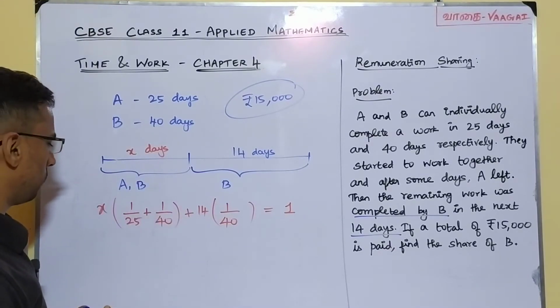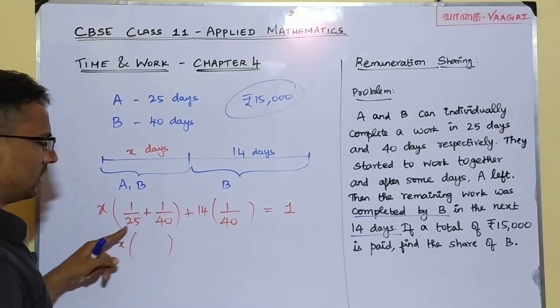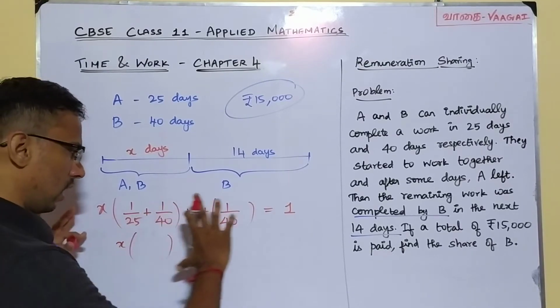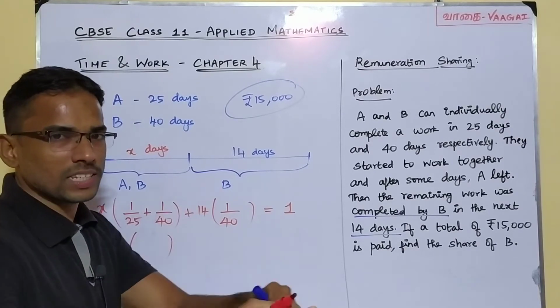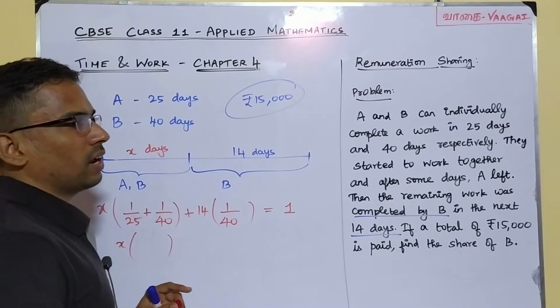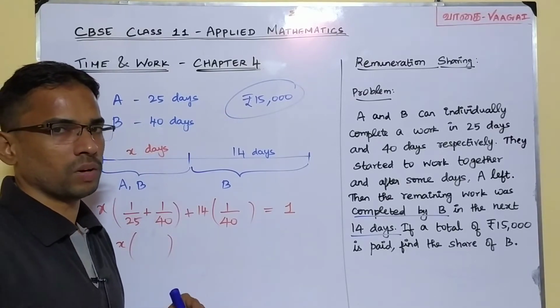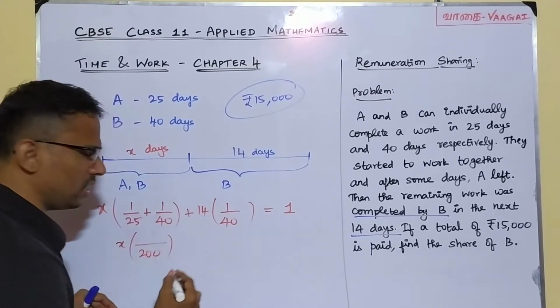If we do so, I will have x times of, so here we can take the LCM. Let me not elaborate the steps, we have only small space, and I will also see that you understand the steps. So 25 and 40, we can have 200 to be the LCM, if I am right. Yes, 200 will be the LCM. It's very easy for us to understand.